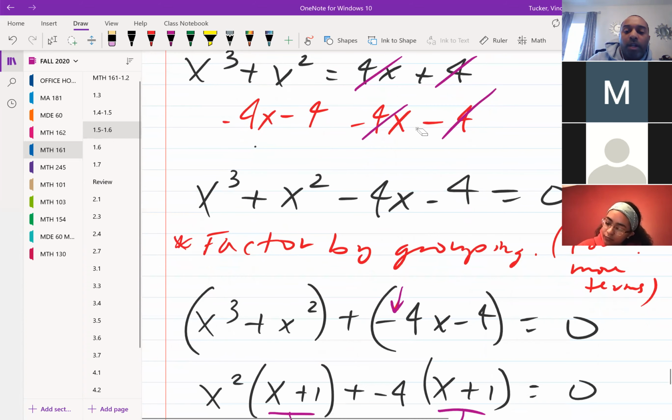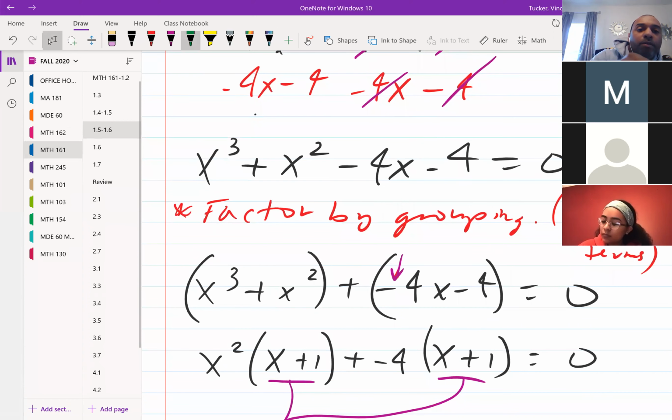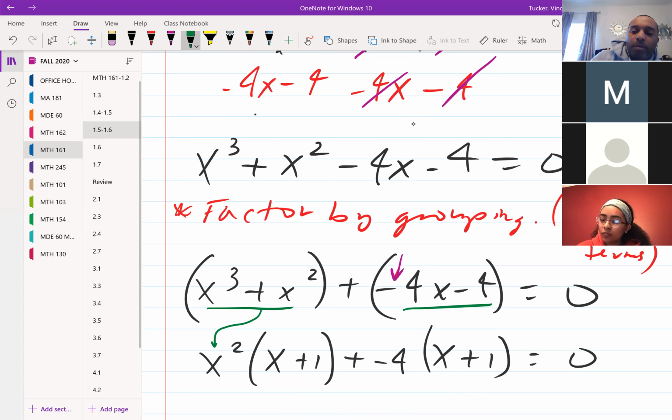All right. So from there, we factor out the greatest common factor from here, which is x squared. Pull it to the front. I'm left with x plus 1 in the parentheses. Then the greatest common factor from negative 4x minus 4 is negative 4, and I'm left with x plus 1 in the parentheses.